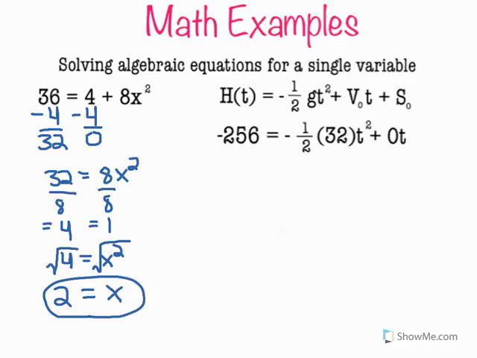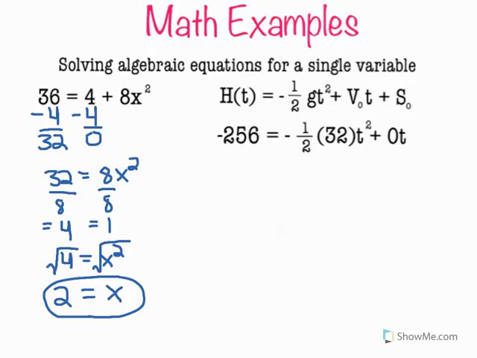Let's move on to our second math example. We have an equation of h in terms of t equals negative 1/2 times g times t squared plus v sub 0 times t plus s sub 0. This equation will come into play when we do our scientific examples to solve for reaction time. But for now, let's fill in the variables with numbers and solve for t.